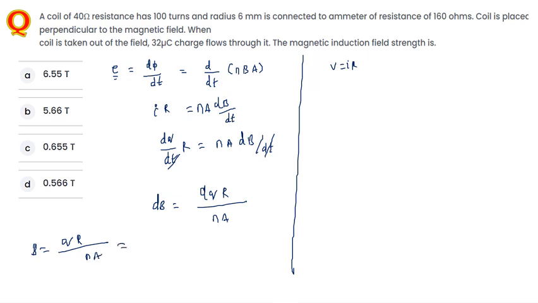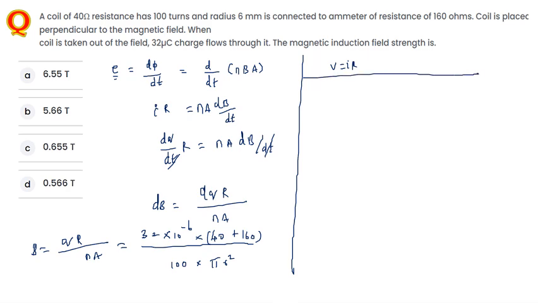The charge, how much charge is there? That is 32 microcoulomb, that is 10 power minus 6. And the resistance here is the coil resistance 40 and the ammeter resistance, that is 160. Both are connected in series, so you can mention it like this. From this, the number of turns here is 100 turns, and the area here is pi r square. Now you just substitute the values here.